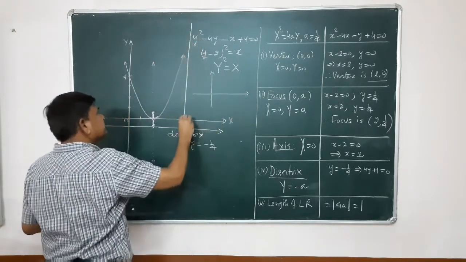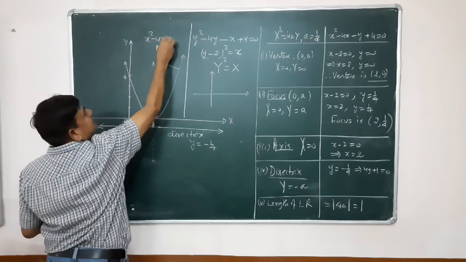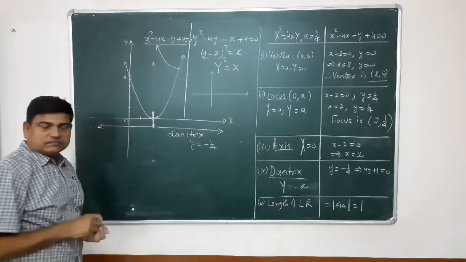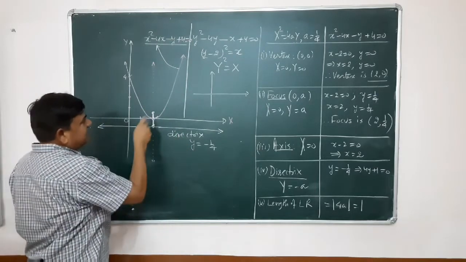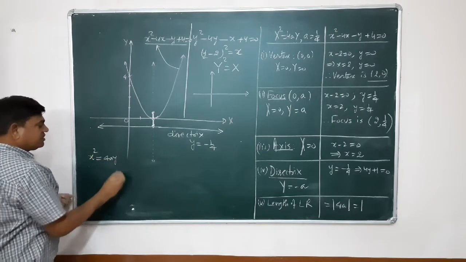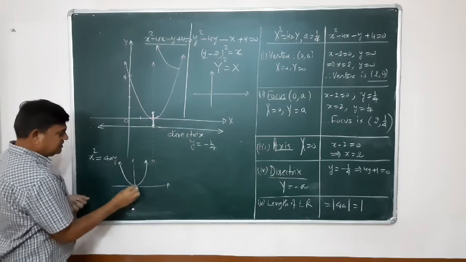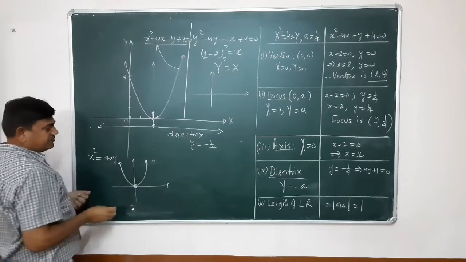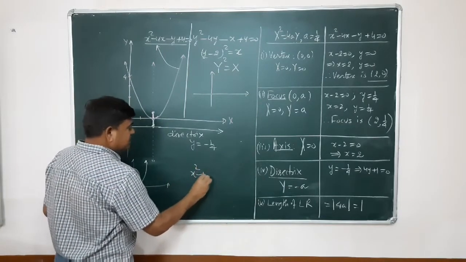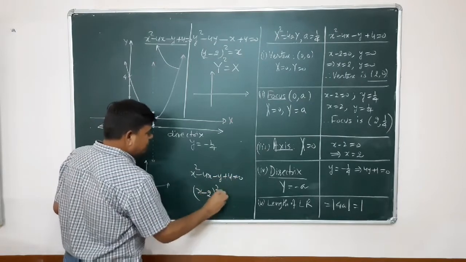Now remember, this is x squared minus 4x minus y plus 4 equals to 0. It is this. If we look at the standard graph of x squared equals to 4ay, we find that it is just like this. Here look at this. So this equation x squared minus 4x minus y plus 4 equals to 0 becomes x minus 2 whole square equals to y.